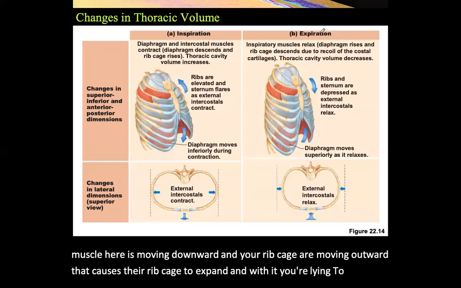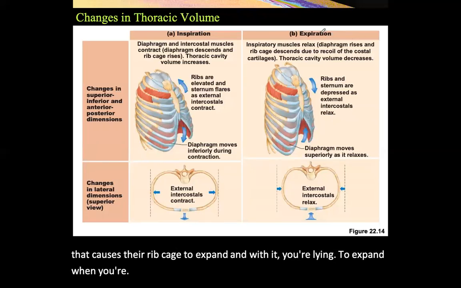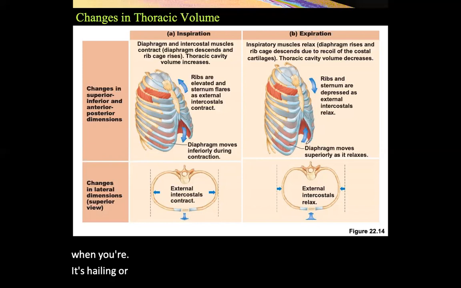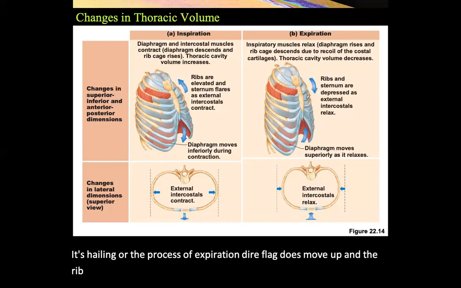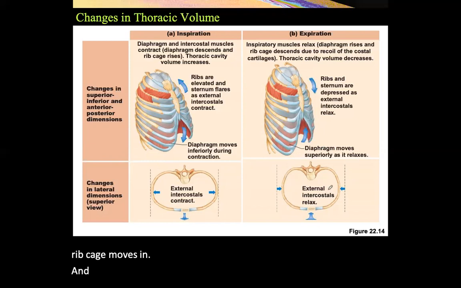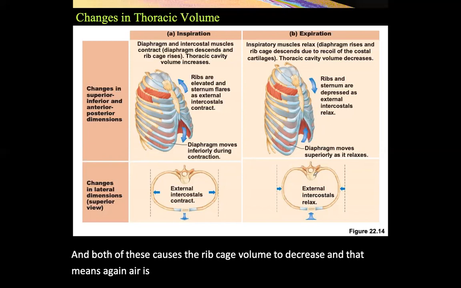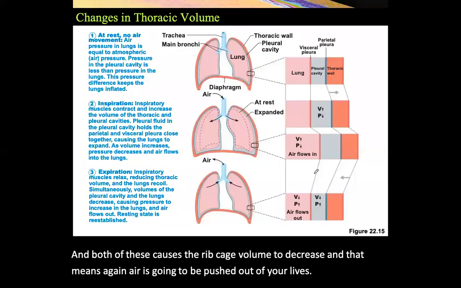When you're exhaling, or the process of expiration, the diaphragm moves up, and the rib cage moves in. Both of these cause the rib cage volume to decrease. And that means, again, air is going to be pushed out of your lungs.